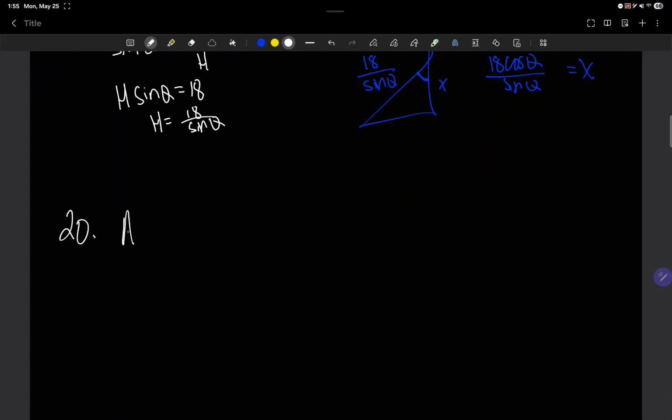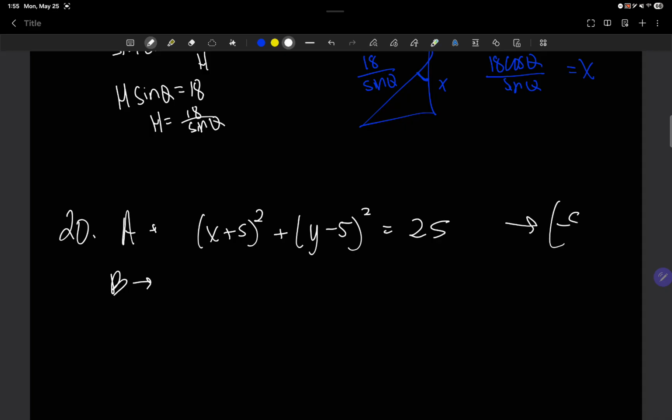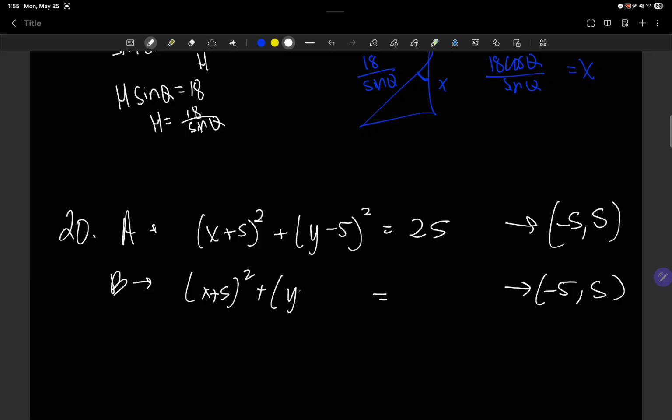Circle A in the xy plane has the equation x plus 5 quantity squared plus y minus 5 quantity squared equals 25. So we know the center of that first one is negative 5, 5. Circle B has the same center as A, but the radius of circle B is 2 times the radius of circle A. All right, so the radius of A is 5, so the radius of the other circle is 10. We're finding K. Oh, K is 10. Okay, the radius is 2 times this one. Oh, sorry, yeah, that's 10.